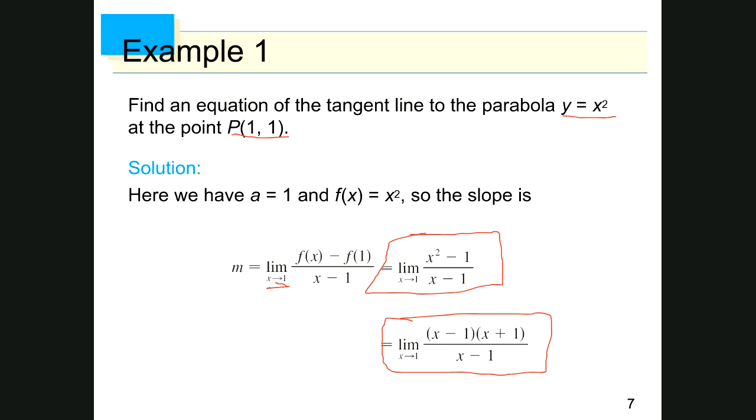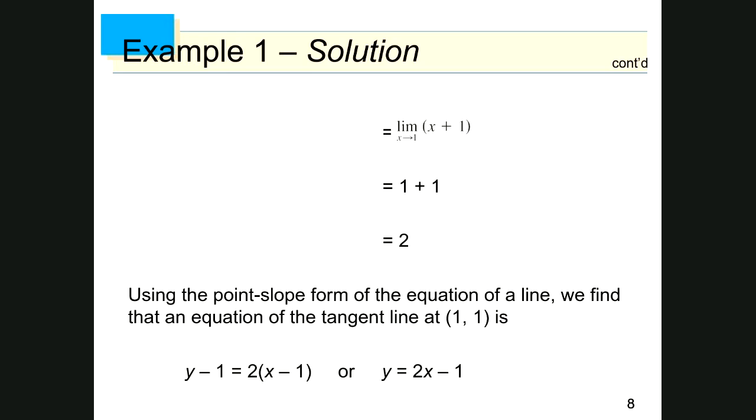In this case, you see that the top here is just a difference of 2 squares. So I can write that as (x plus 1)(x minus 1). And take note, x minus 1 cancels with x minus 1. And I'm left with the limit as x tends to 1 of x plus 1, which is just equal to 2.